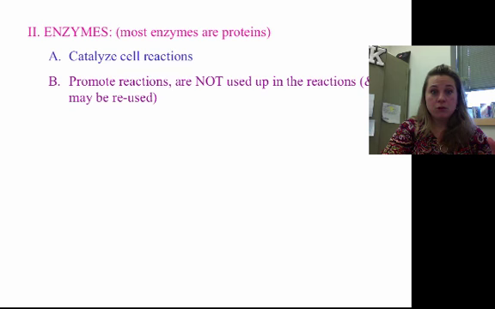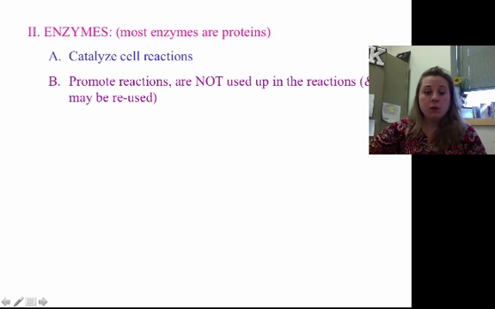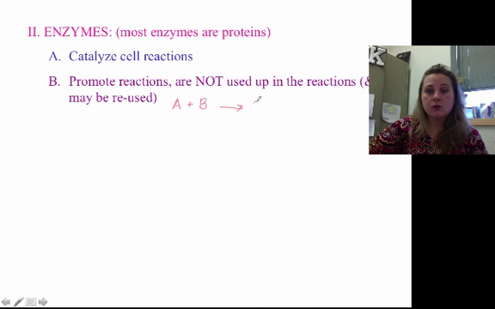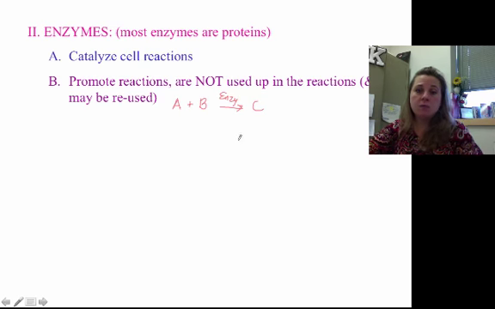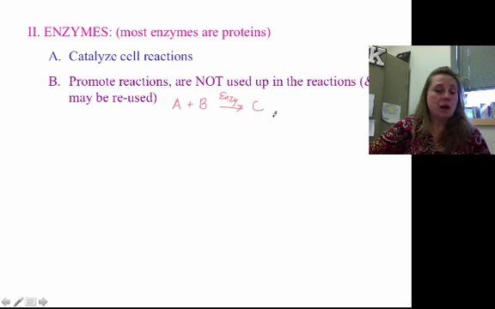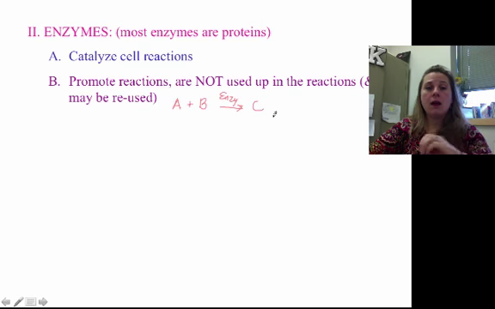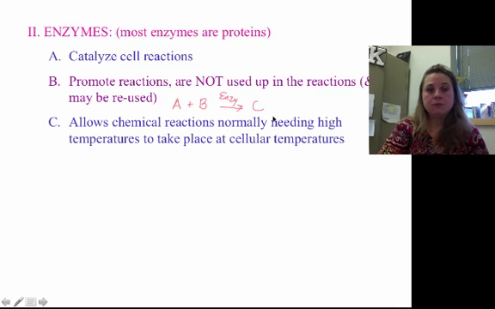They're just there to ensure that it happens. So for example, if I have substance A, chemical A, that I'm combining with chemical B, and as a result of their combination I get C, the enzyme will go here. It's going to speed it up and make sure that A combines with B to get C, but it's not part of the reaction. It's not used up in the reaction. It is there, and we can use it and reuse it, and it helps it happen really fast.